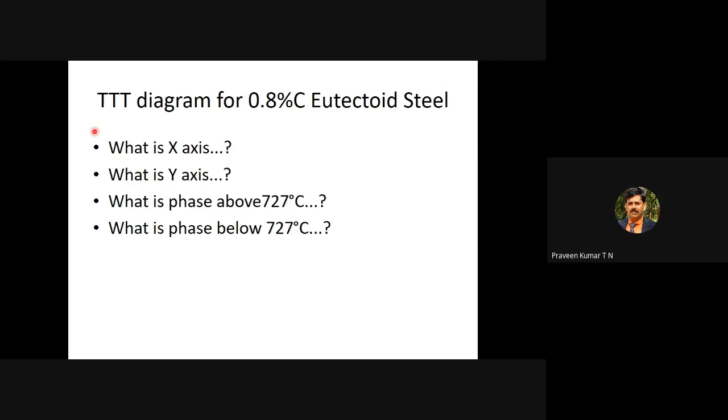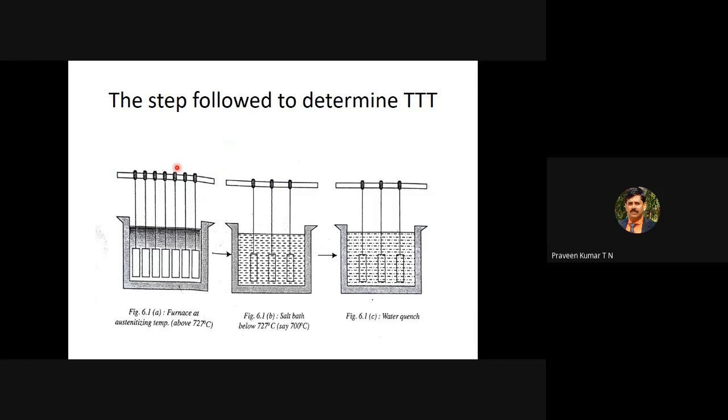What are the axes of the TTT diagram? The x-axis is time, the y-axis is temperature. Now, how do you draw the TTT diagram? TTT diagram means that at different temperatures there is different cooling. This is a normal heat treatment process itself. In the heat treatment process, I'm talking about steel.